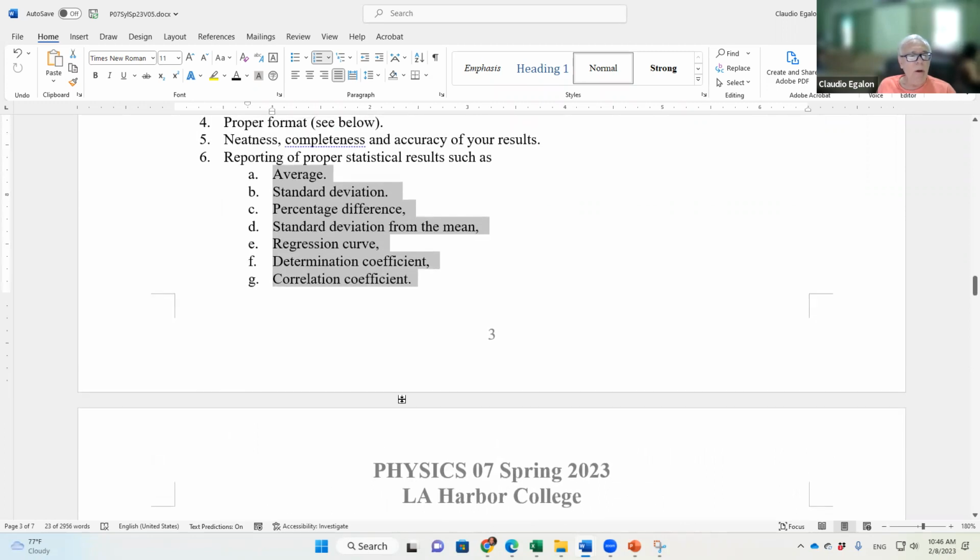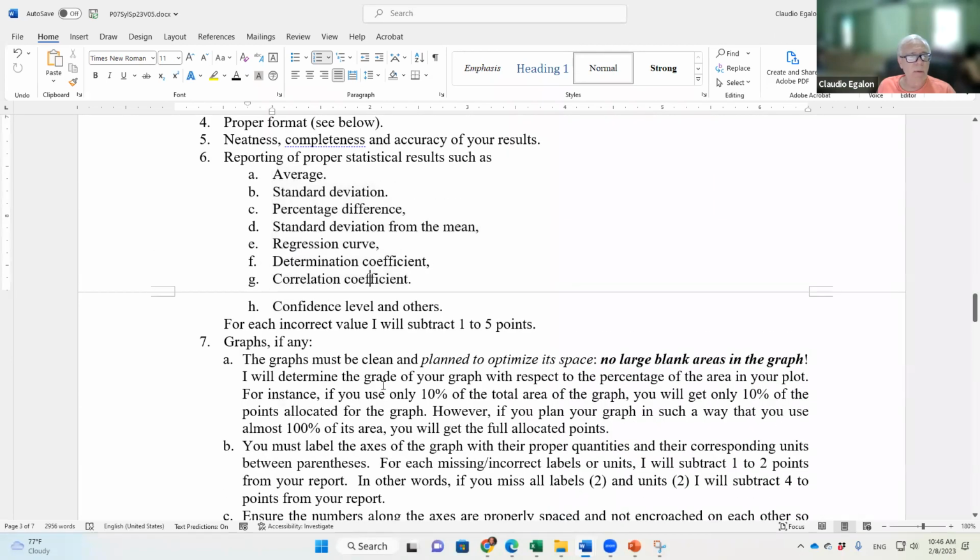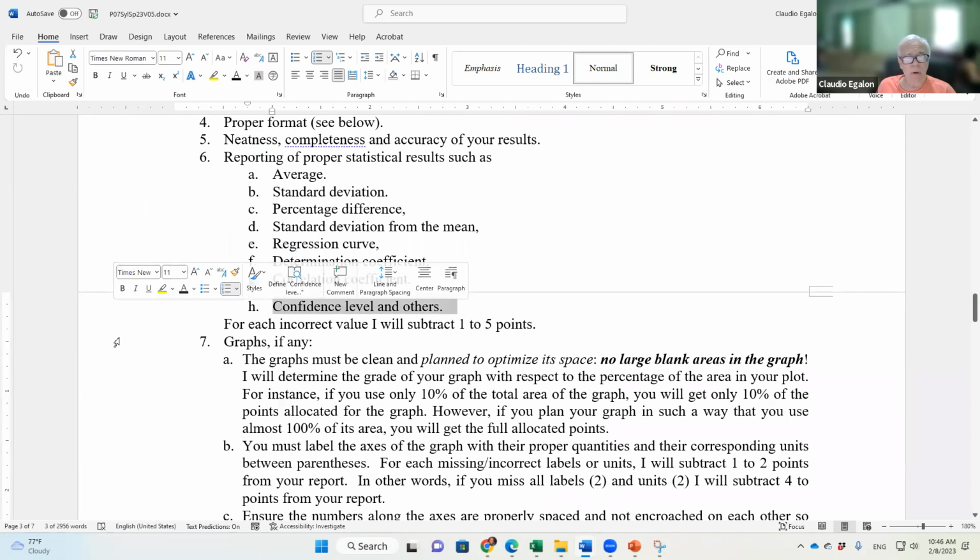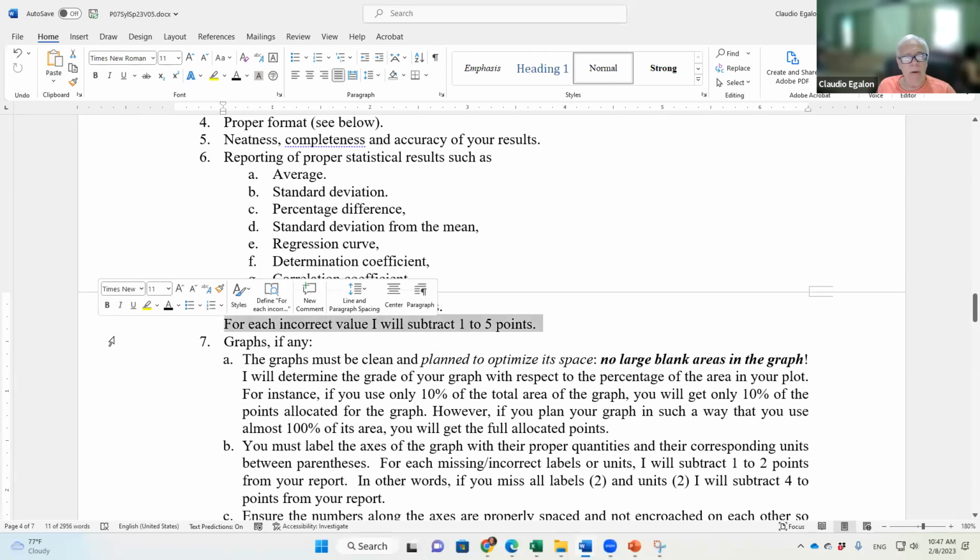Okay. You know, all those things can be calculated by Excel itself. If you learn how to use Excel, you can find the average, the standard deviation, the percentage difference. You have to type the proper formula. Standard deviation from the mean, the regression curve, Excel can calculate that for you when you plot a graph, right? The determination coefficient, you already know that Excel calculates that for you. The correlation coefficient as well as the confidence level, you're going to get from a table that I will provide to you. For each incorrect value, I will subtract 1 to 5 points in this category.